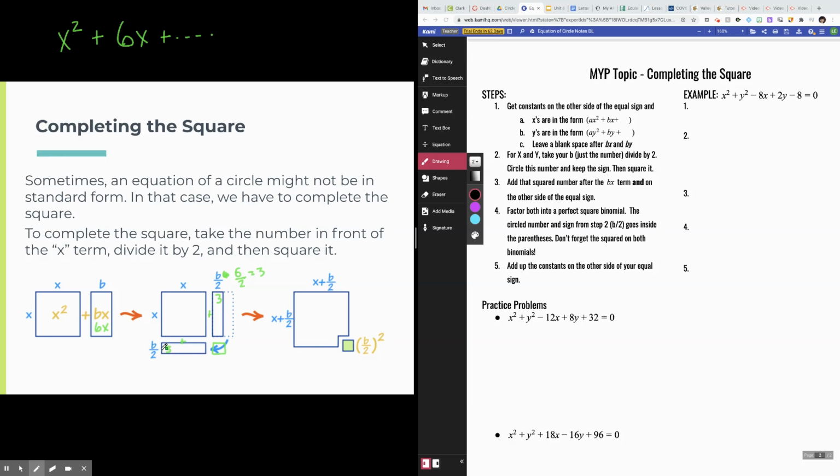But if we think about our properties of rectangles, if this side right here is 3, that means this side must also be 3. So what you have here is a square that has this side length, the original side length that you had, which in my example was 6, but cut in half. And so the number that you have to add in order to make the area of this square complete, in this example, would be 3 times 3. So that little area right there is 9, okay?